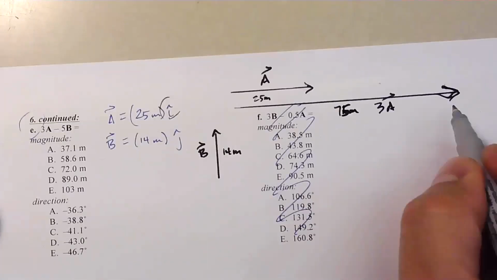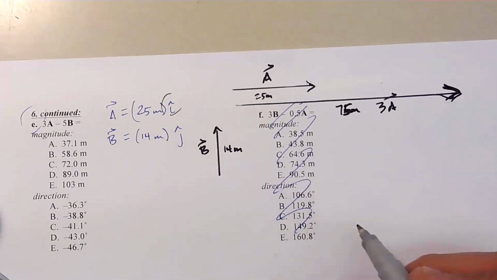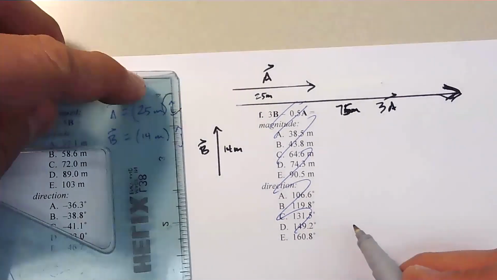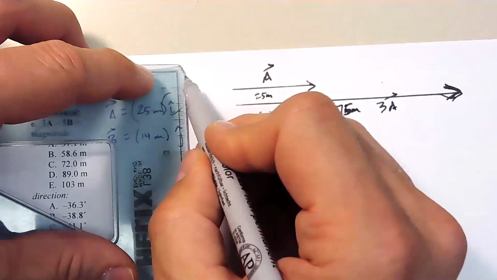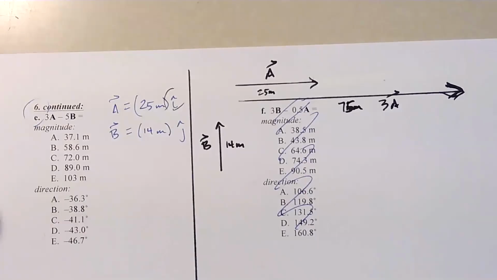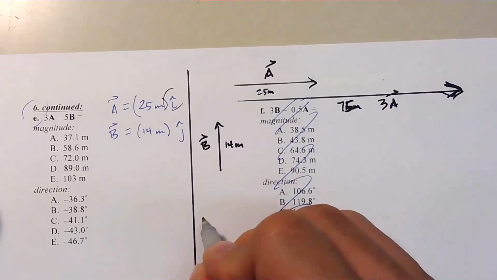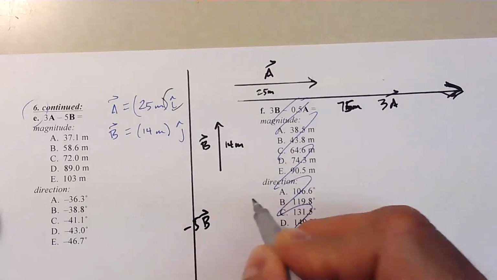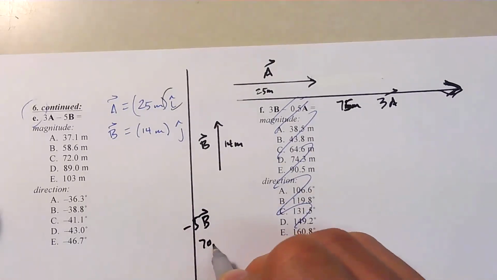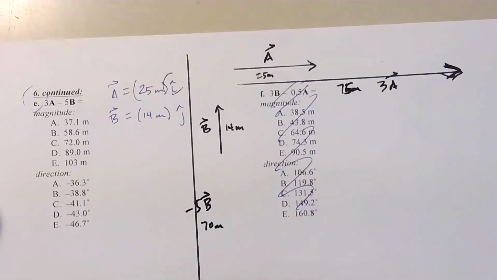It still points in the same direction, which is to the right. And then here's a vector that's 5 times as long as B, but in the negative direction. So this is negative 5B, and we can tell by inspection that's going to be 70 meters long. And notice how it's in the negative direction now.